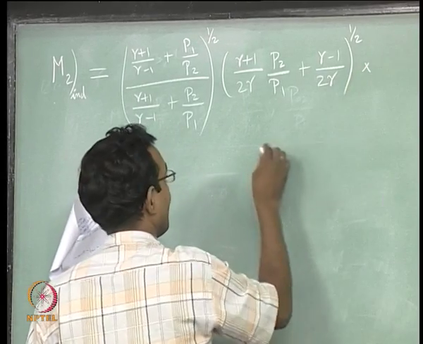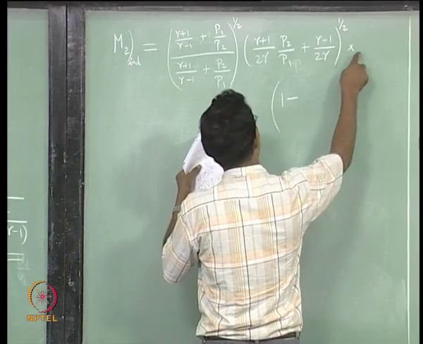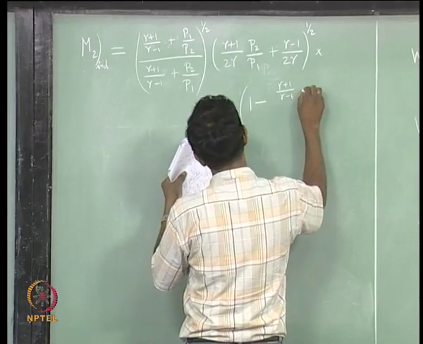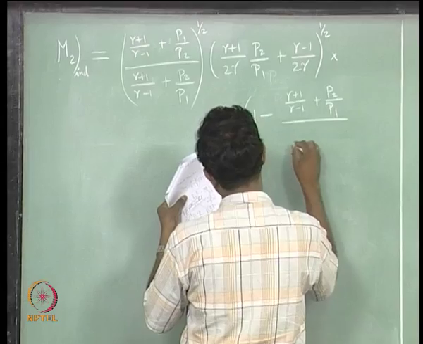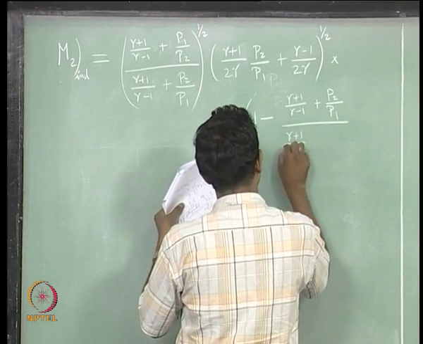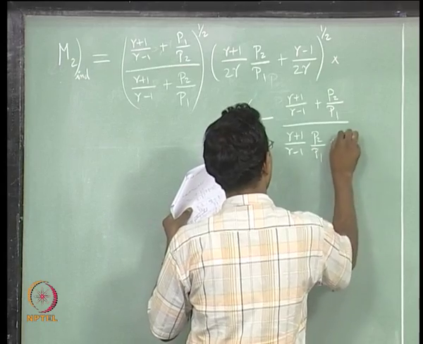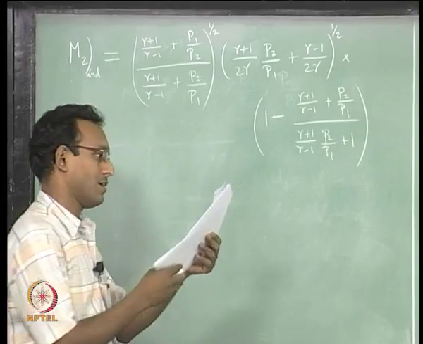multiplied by, I am folding and writing here. So, I am multiplying this with gamma plus 1 by gamma minus 1 plus P2 by P1, divided by gamma plus 1 by gamma minus 1 times P2 by P1 plus 1. This is my whole expression.